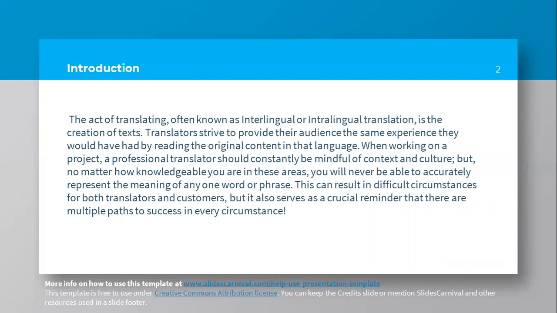in that language. When working on a project, for instance, a professional translator should constantly be mindful of context and culture. But no matter how knowledgeable you are in these areas, you as a translator will never be able to accurately represent the meaning of any one word or phrase. And this can result in difficult circumstances for both translators and customers, which are the audience. But it also serves as a crucial reminder that there are multiple paths to success in every circumstance.